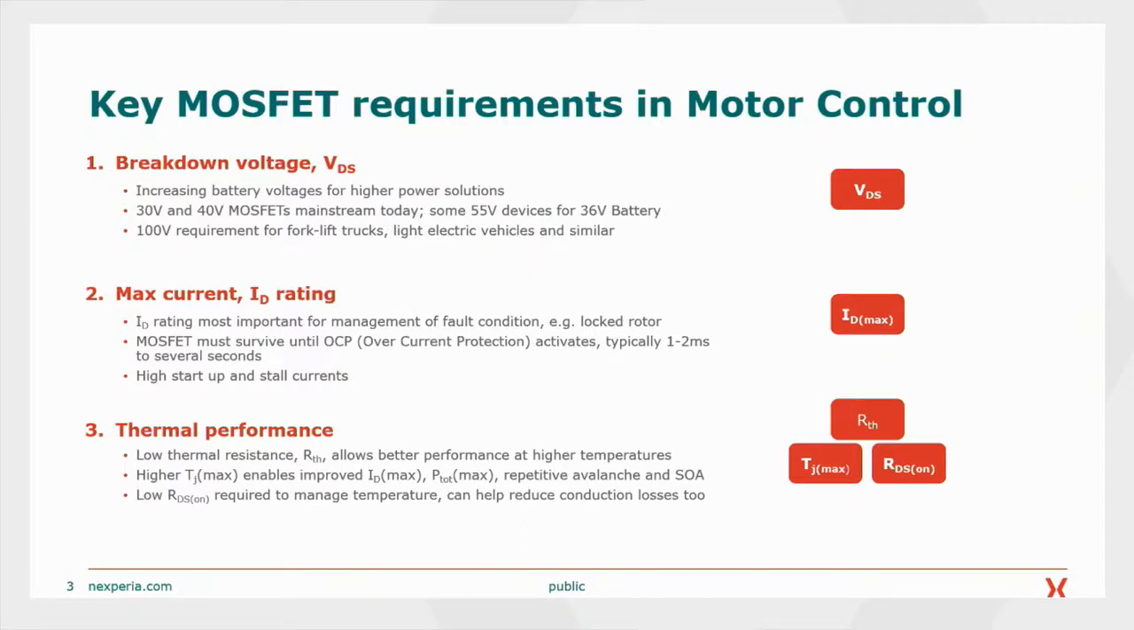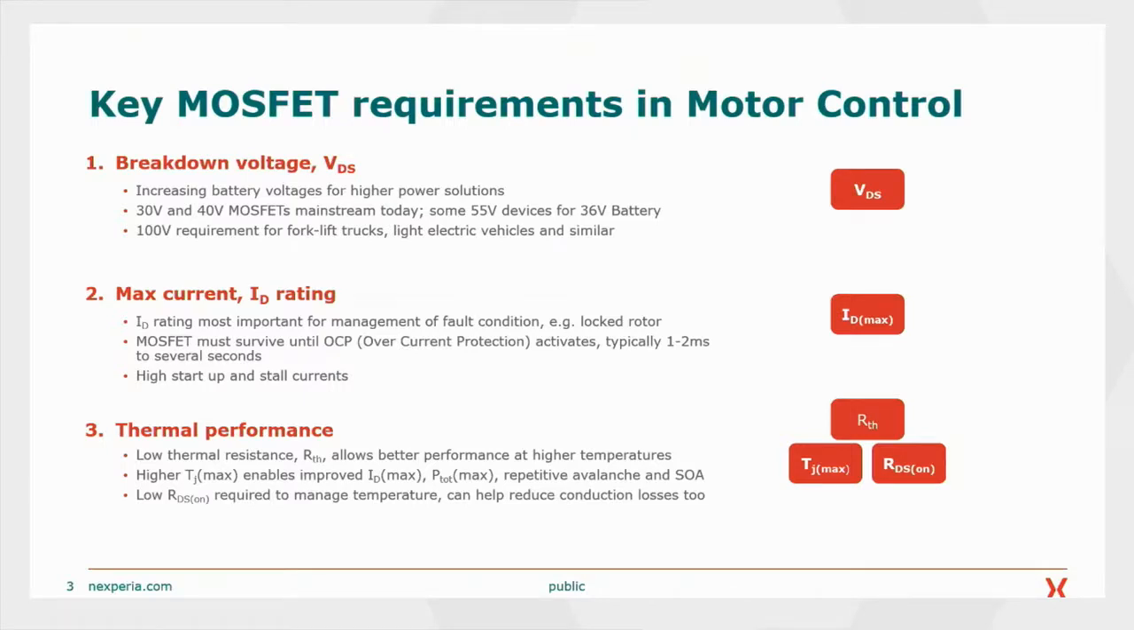The VDS that we provide in our MOSFETs come in a various range. The 30 and 40 volt seem to be the most common ones. And we have other ranges, such as a 55 volt device suitable for a 36 volt battery, and 100 volt devices for the forklift truck and light electrical vehicles, as well as other voltage ranges that we can discuss outside this 10 minutes presentation.